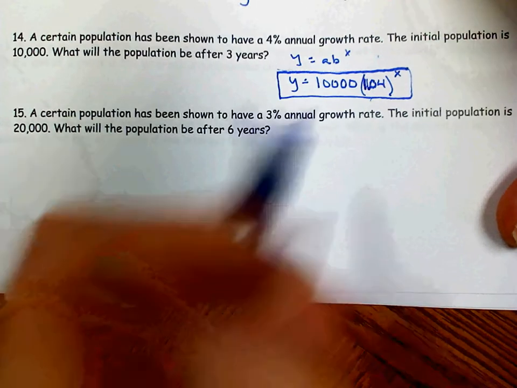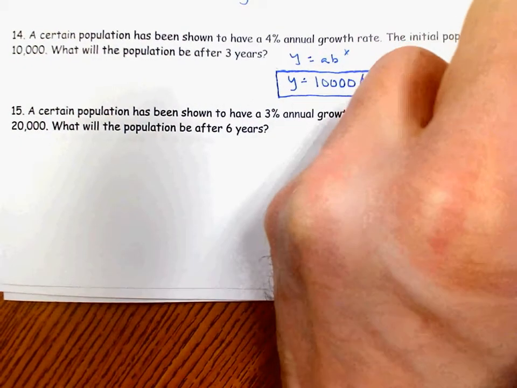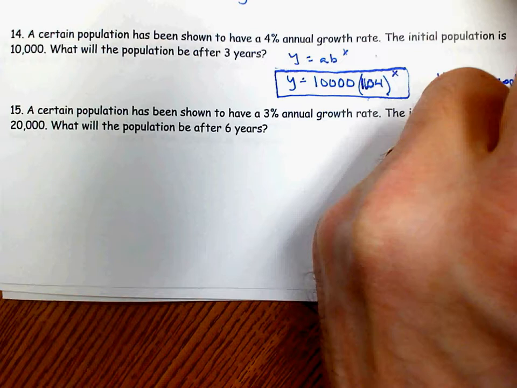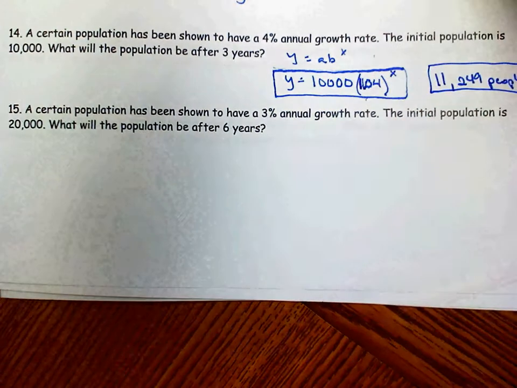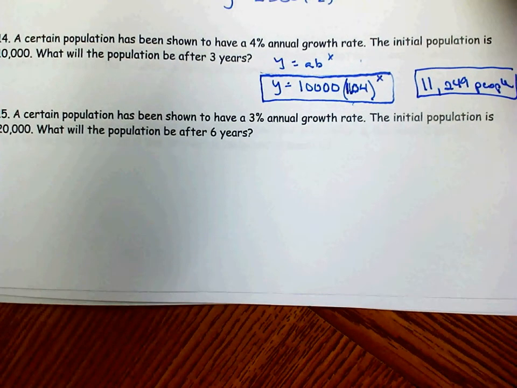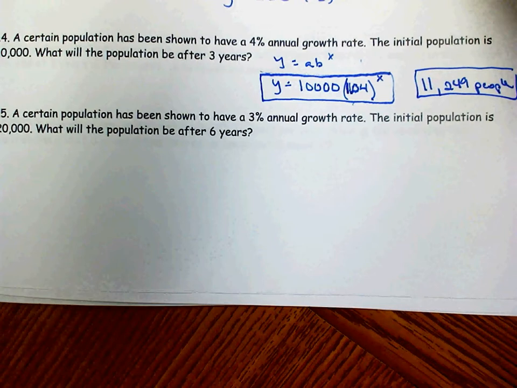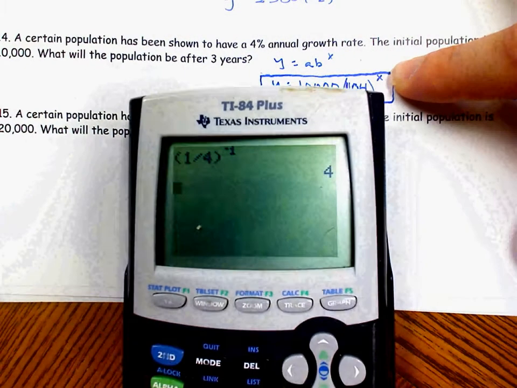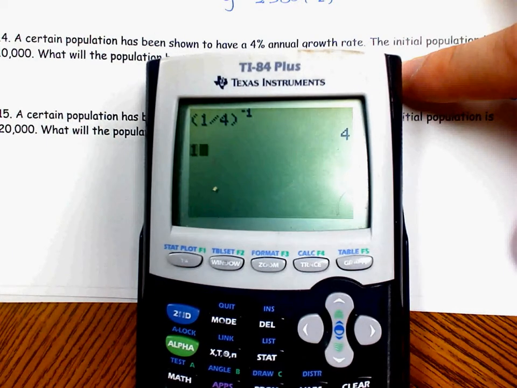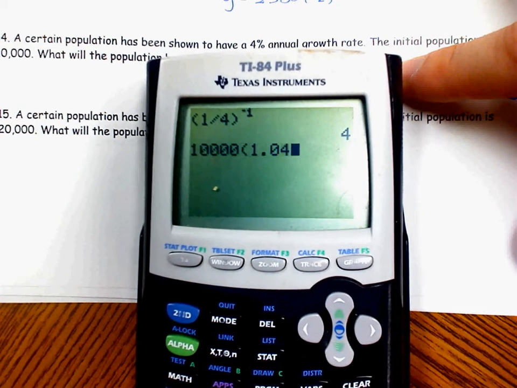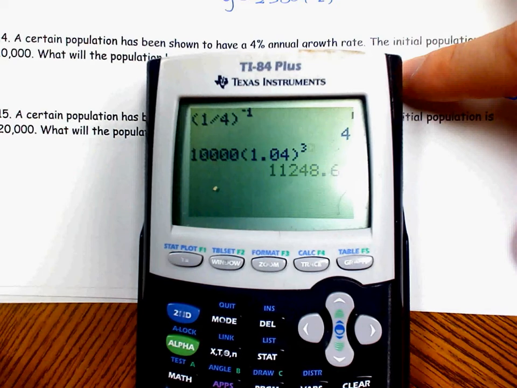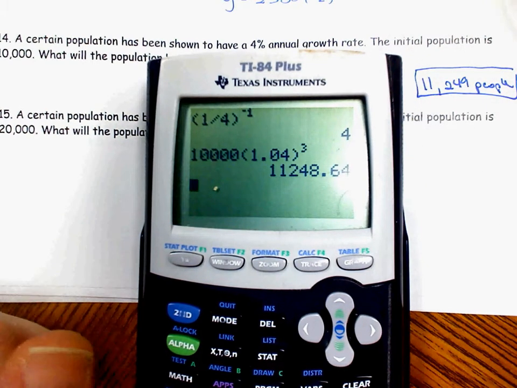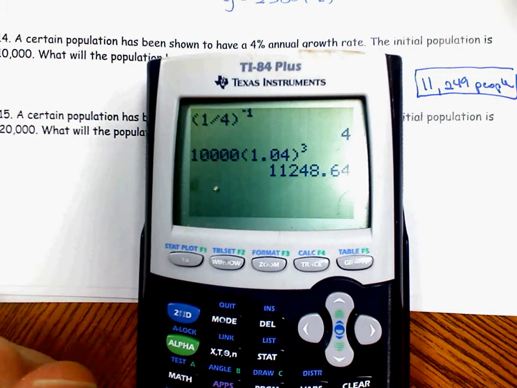So my personal preference is to just write the equation, take the number of people I need, look at the table at 3 years, or whatever amount of years they ask for. Another option, though, is you know that x is 3 because that's the number of years, so you could just go to your home screen and type in this, and it will give you that 11,248.64 number, and then you could round it to the nearest person.